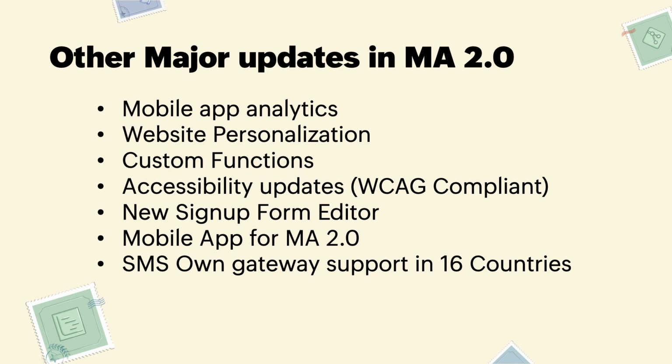Other major updates we have: we are coming up with a mobile app. The mobile application of Zoho Marketing Automation will be launched soon. There is also a new sign-up form editor. And we have the SMS gateway. Right now we have our own SMS gateway for India, the US, and Canada. Now we are going to implement it for other countries as well.